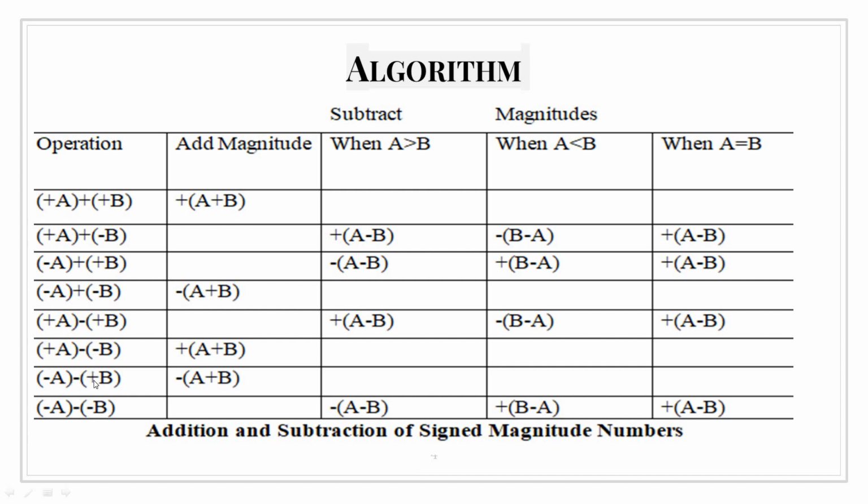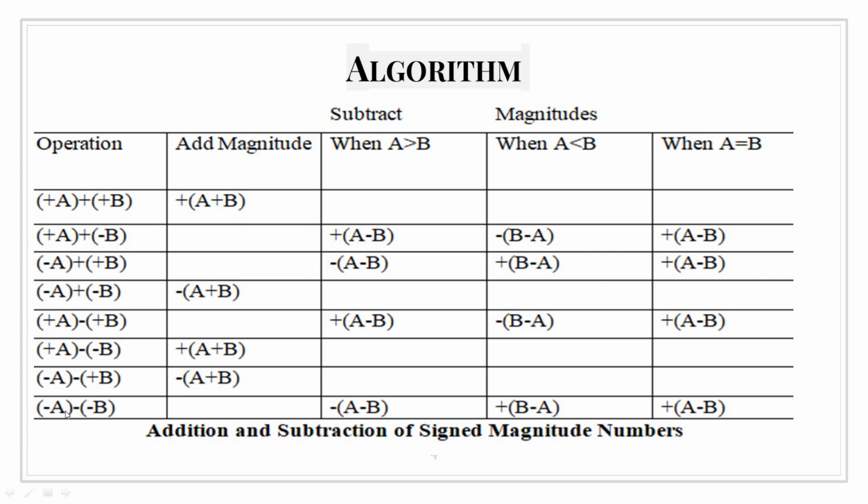Minus A minus plus B is the third operation. Here minus into plus is minus. So here also both magnitudes A and B have the same sign. So A plus B are added and we take the minus sign, that is the negative sign, for the result. There is no subtraction of magnitudes and there is no comparison.